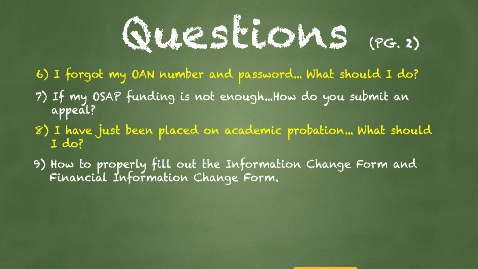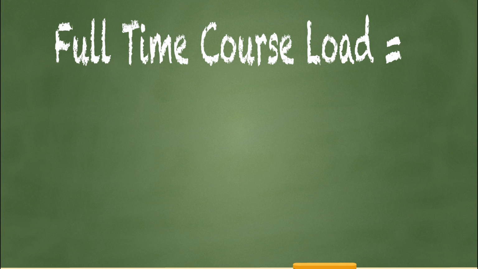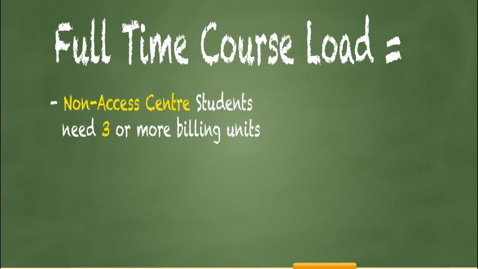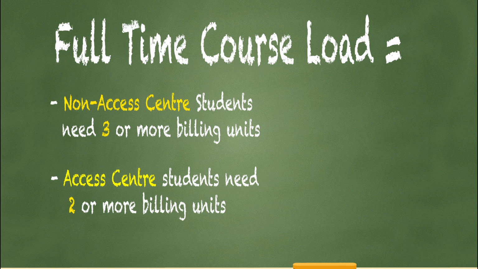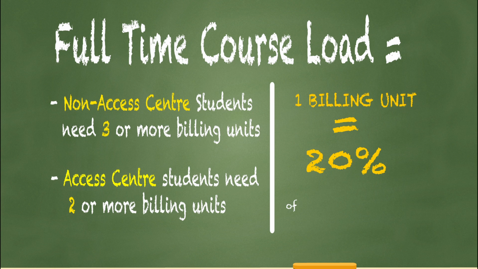Keep in mind that when we refer to a full-time course load throughout the video, we mean that you are taking 3 or more billing units, which would equal a 60% course load, or for Access Center students, 2 billing units or more is considered full-time. Each billing unit is valued at 20%. So if you're in 5 billing units, it would be 100%, 4, 80%, 3, 60%, and so forth.